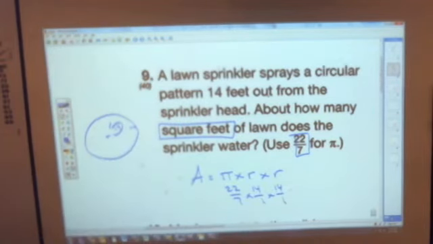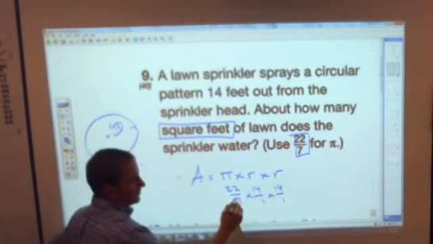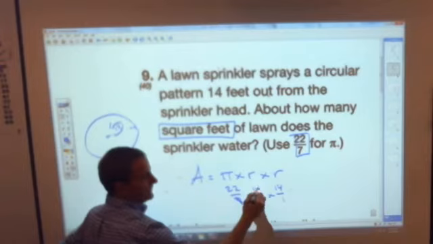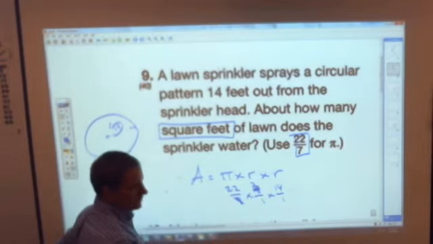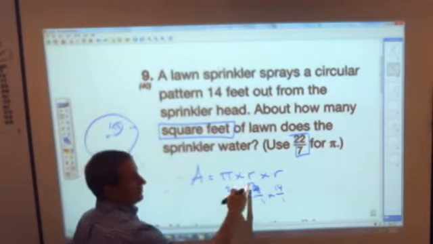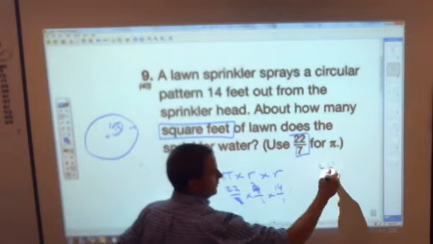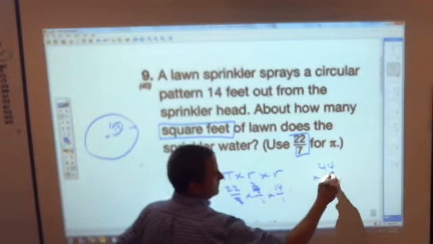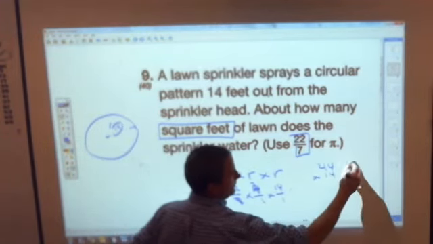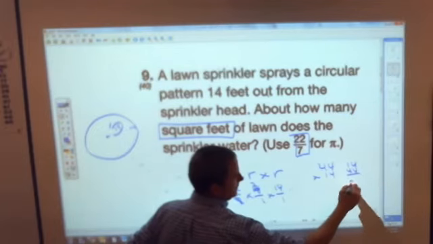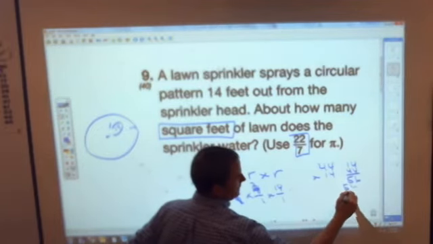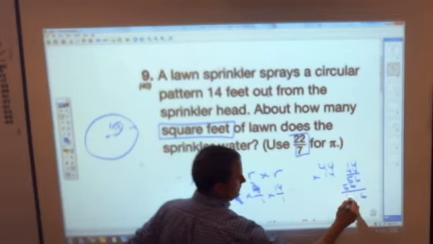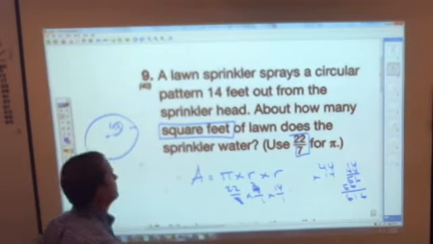The reason they tell you to do that is because your life becomes very much simpler, because this 7 can cross cancel with one of these 14s and leave you with a 2. And it's just 22 times 2, which is 44, and multiply that by 14. Well, let's put the 44 on the bottom. How about that? Makes life easy. 56, 56, 616 feet squared.